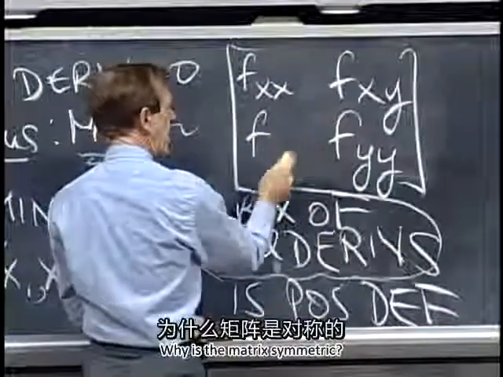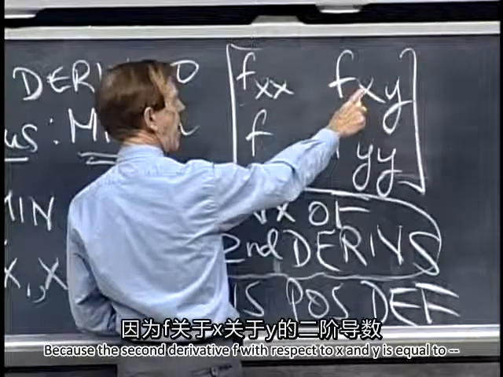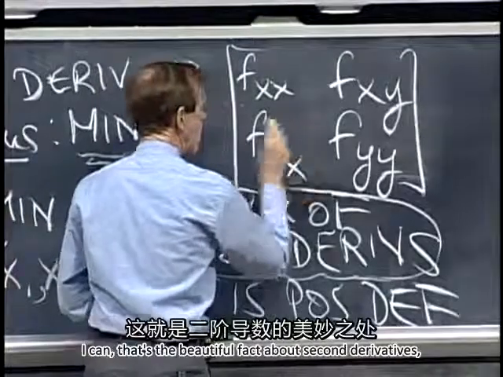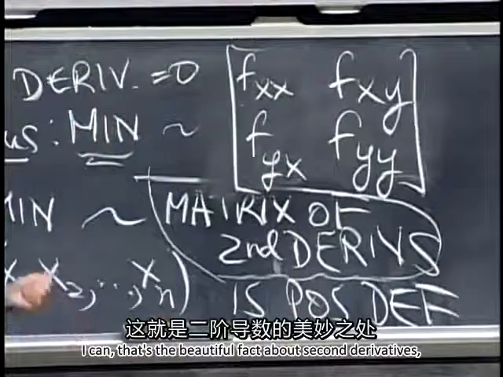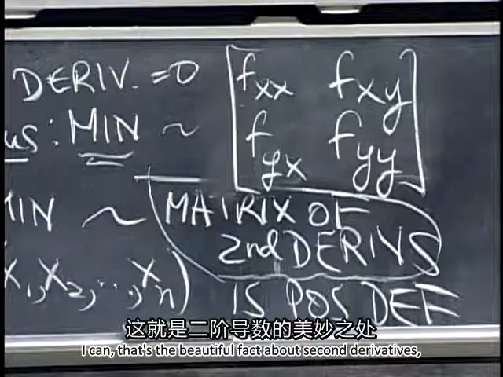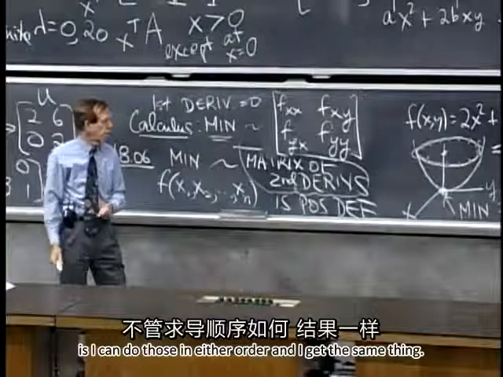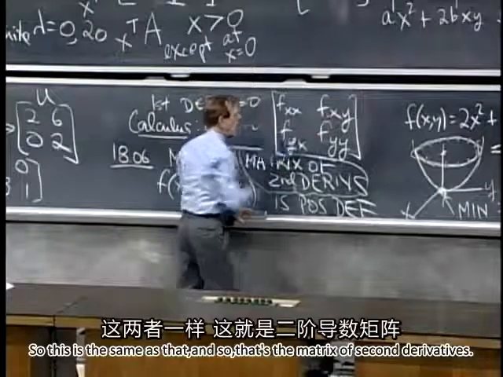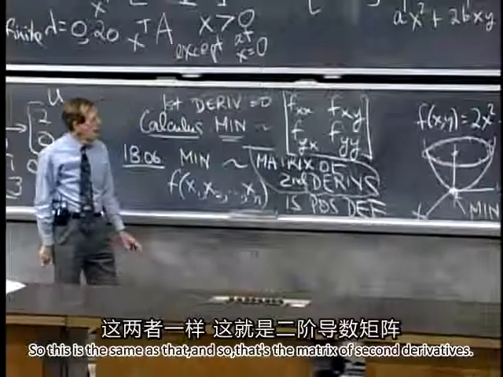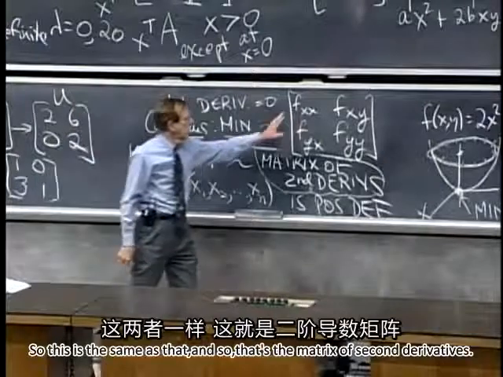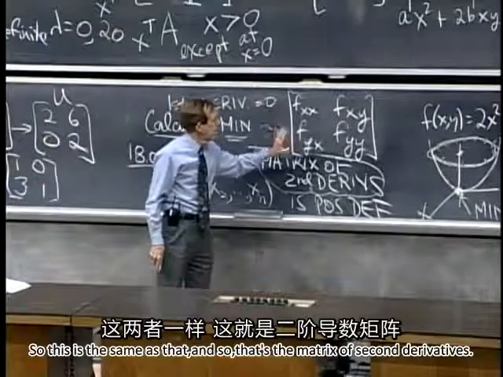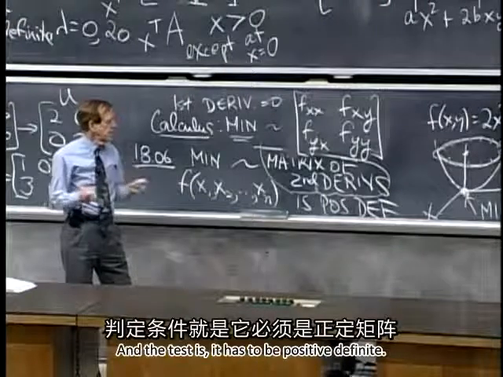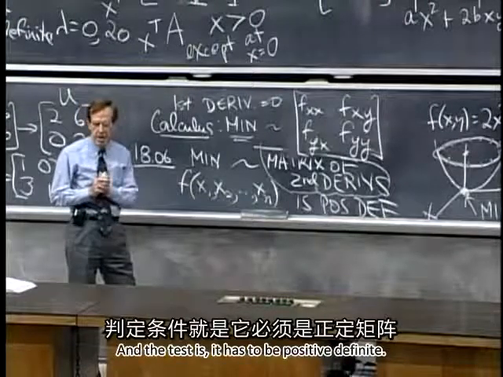Why is the matrix symmetric? Because the second derivative of f with respect to x and y is equal to, that's the beautiful fact about second derivatives, I could do those in either order and I get the same thing. So this is the same as that. And that's the matrix of second derivatives. And the test is it has to be positive definite.